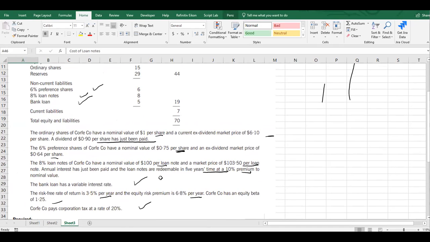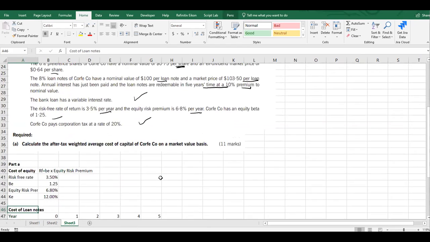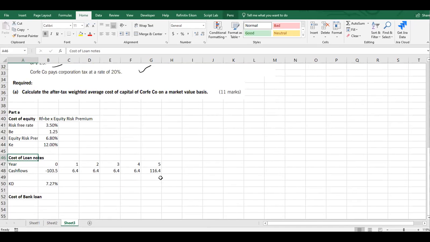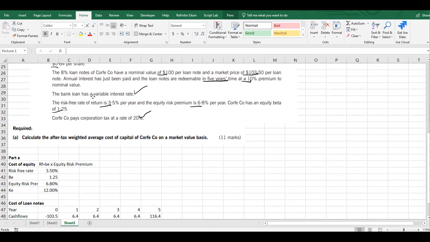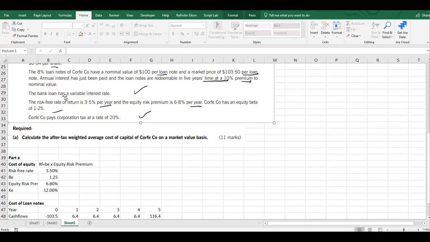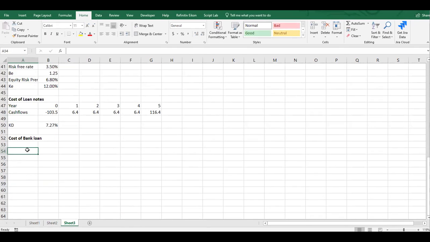Okay, if the bank loan interest rate is not given, then we will assume that the return of the loan notes, the KD of the loan notes, is the same as the KD of the bank loan, because the bank loan interest varies. It is written at the very end, the bank loan has a variable interest rate. That means we will write: assume that bank loan KD will be equal to KD of loan notes.